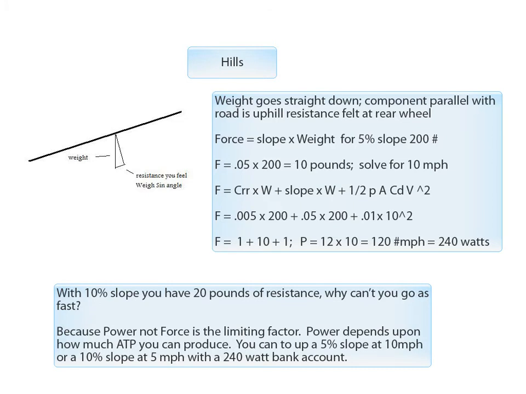Now with a 10% slope, you have 20 pounds of resistance. Why can't you go as fast? I can move 20 pounds, I can move 10 pounds, no big deal. And that's because power, not force, is the limiting factor. Power depends on how much ATP you can produce. So you can go up a 5% slope at 10 miles per hour, or a 10% slope at 5 miles per hour, with a 240 watt bank account.